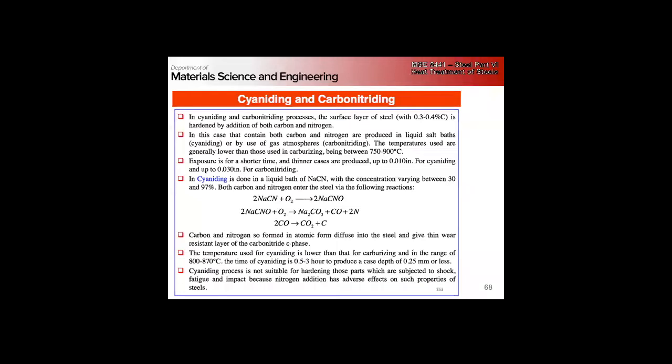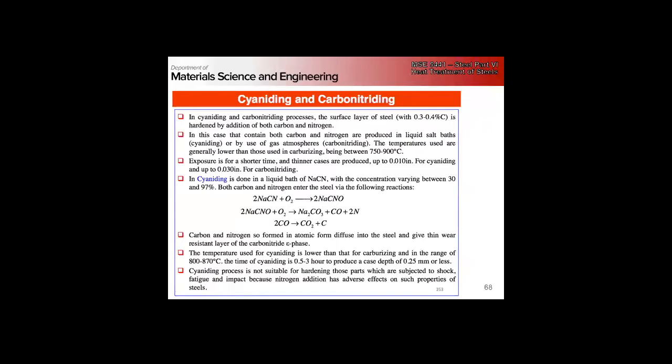Cyaniding and carbonitriding are basically two ways we're putting in both carbon and nitrogen at the same time. The idea is basically the same, except in cyaniding, we use a liquid salt bath, and if you do it in gas atmospheres, it's carbonitriding, right? And in cyaniding, we put in a salt bath, and both carbon and nitrogen diffuse into the steel, and this is primarily done, right?